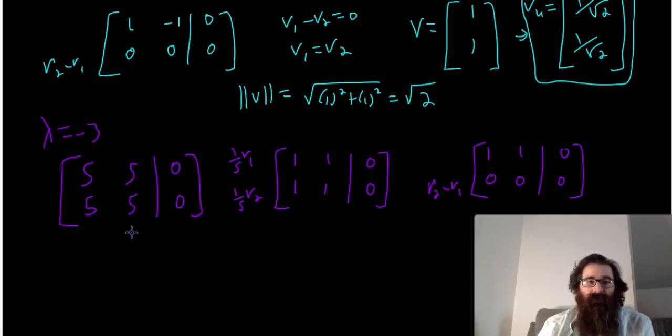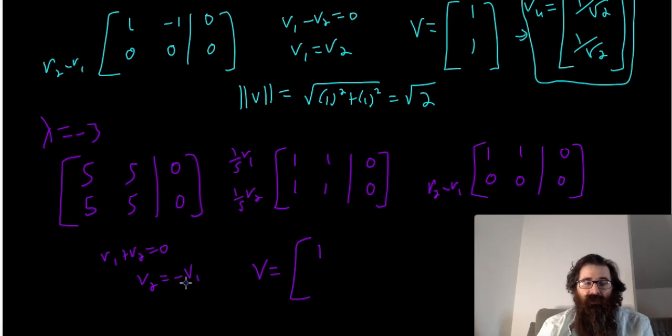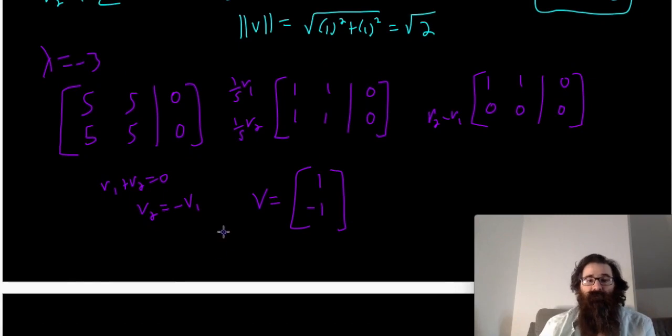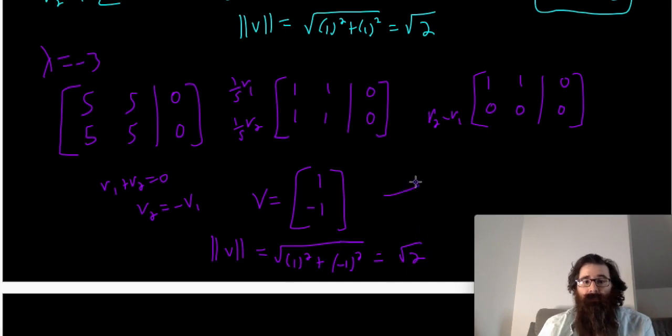And what is this telling me? Well, the remaining row is telling me that v1 plus v2 is equal to 0, or that v2 is equal to negative v1. And I can build a vector from this. So I'll say, well, let's let v1 be positive 1, and v2 is the opposite of that, so that should be negative 1. And again, I want this as a unit vector. So magnitude, this purple vector v, is the square root of 1 squared plus negative 1 squared, which is square root of 1 plus 1, which gives me square root of 2. So as a unit eigenvector, it's going to be 1 over square root 2 and negative 1 over square root 2.